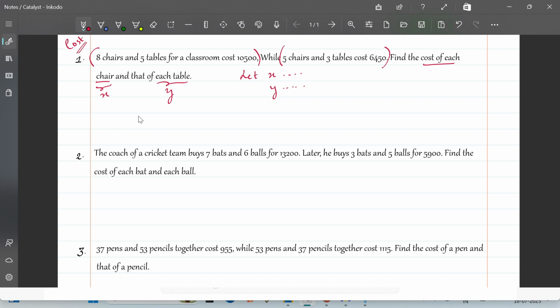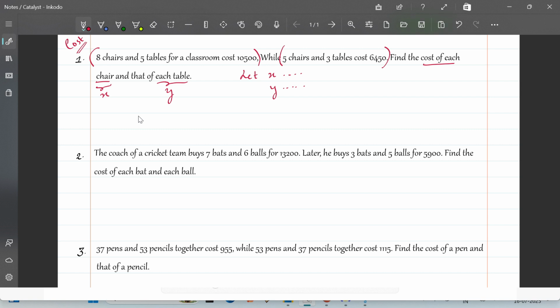Unless and until you have 2 equations, you will not be able to solve the linear equations, okay? So if it is 1 variable, you need 1 equation to solve it. If it is 2 variables, then you need 2 equations to solve them. And if there are 3 variables, then you need 3 equations to solve them, and so on. Okay, so now here we have x and y, which means we need 2 equations.